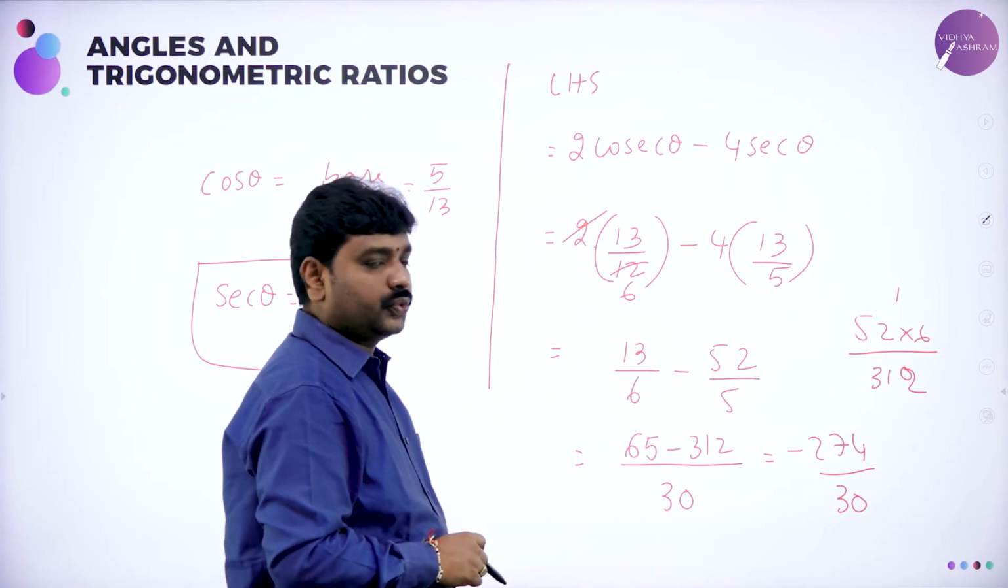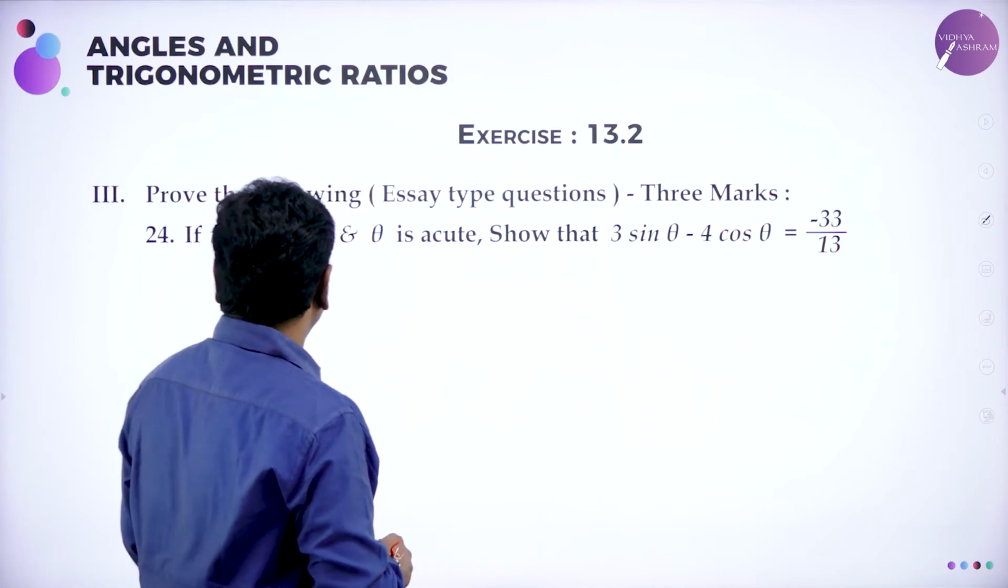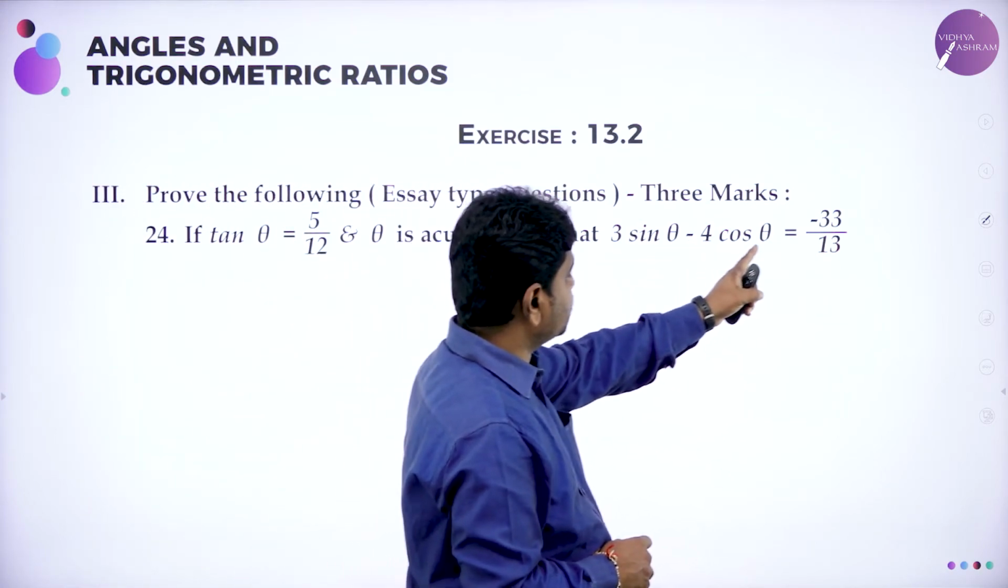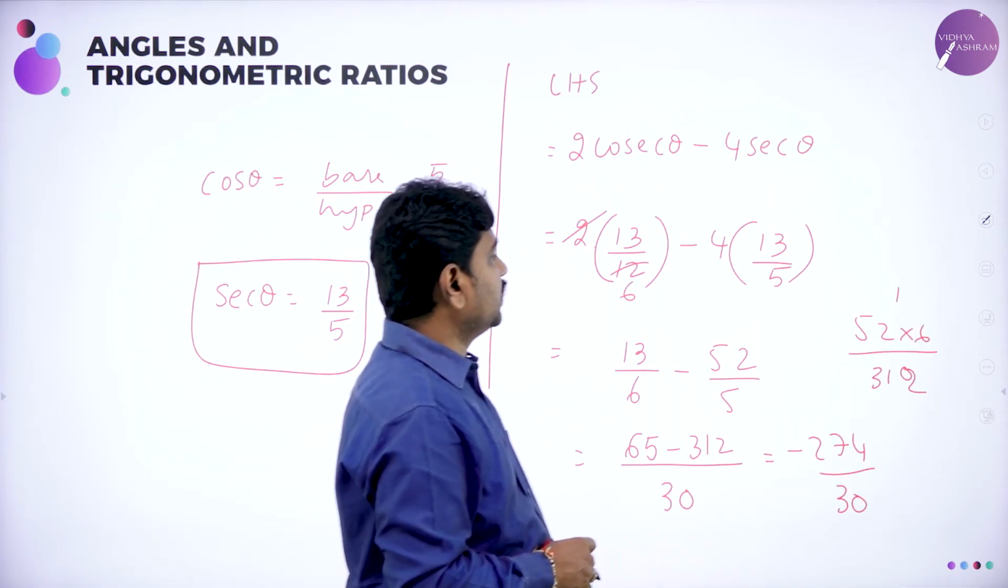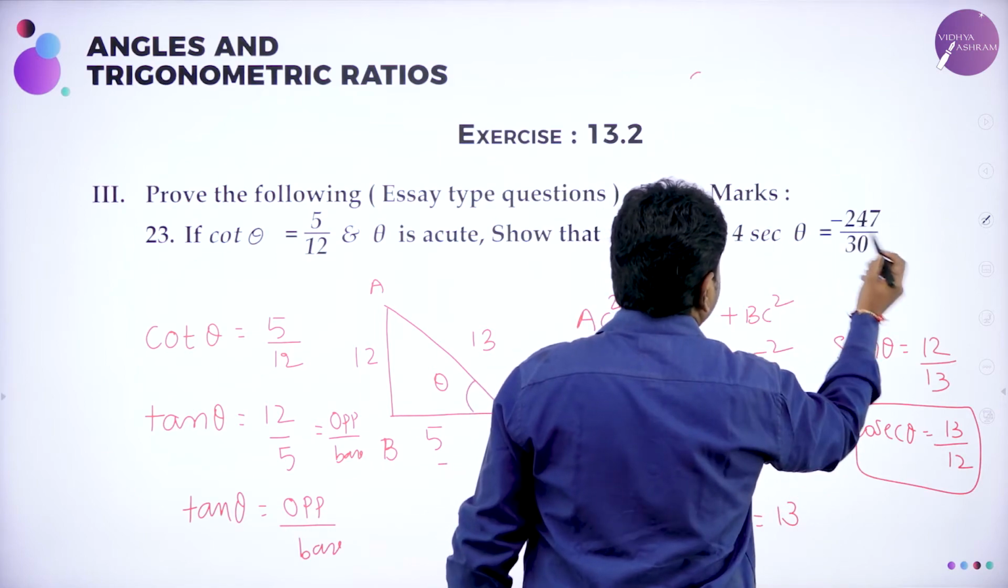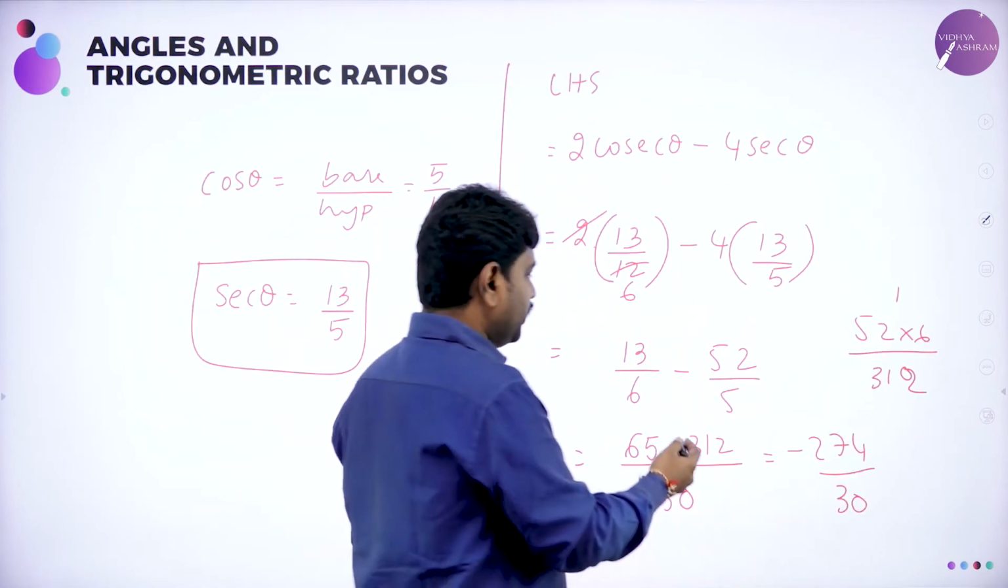We'll get this value. Then tan theta is 5 by 12. Show that 3 sin theta minus 4 cos theta is minus 33 by 13. Here also it is minus, see in the previous problem, it is minus 247 by 30. You need to prove, and we got it.